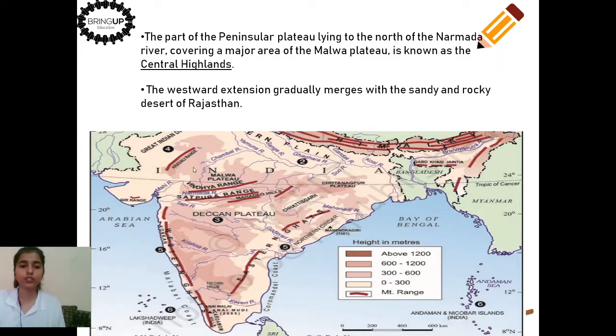So here it goes. You can see this brown portion. It shows all the peninsular plateau region, and above the Narmada River we have the Central Highland, which also extended towards the Aravalli range in the west side.